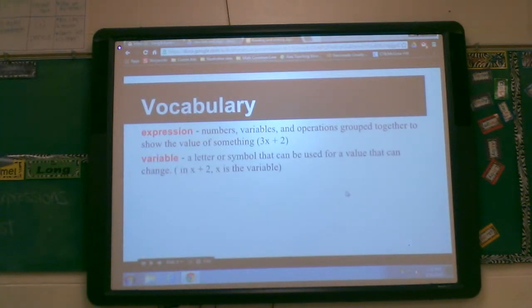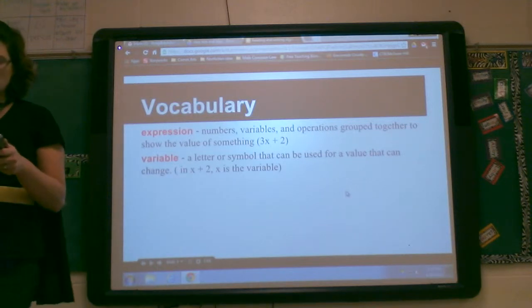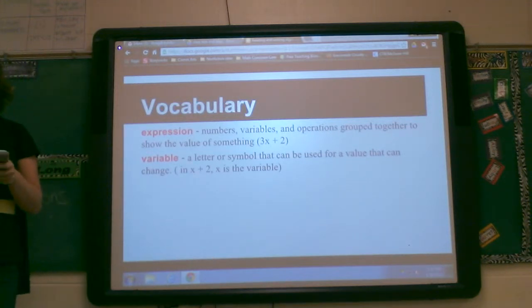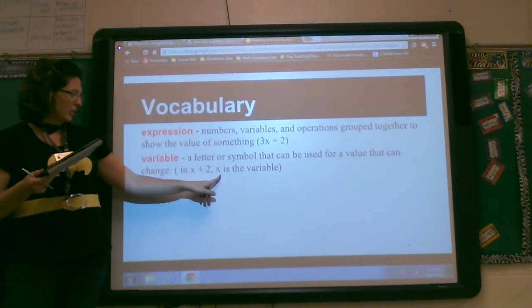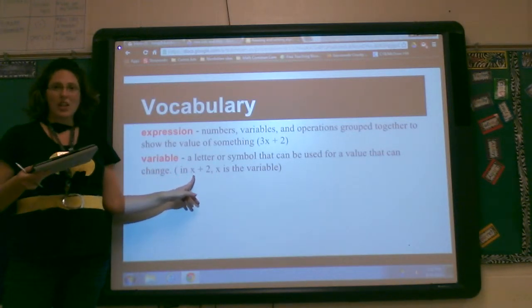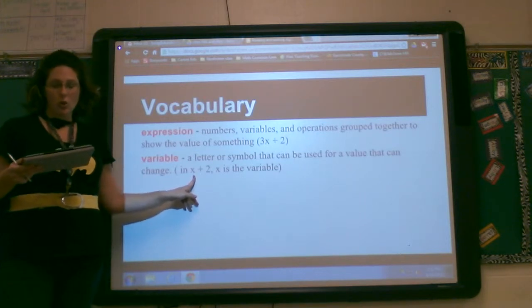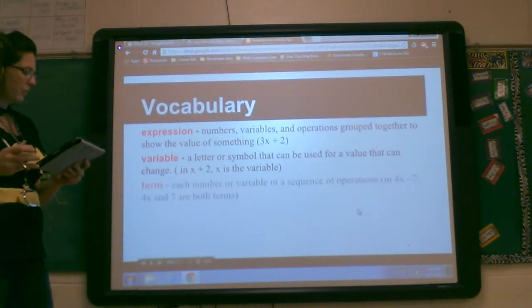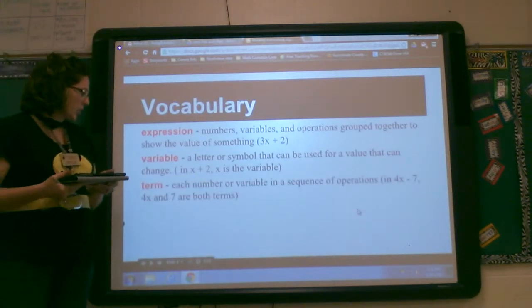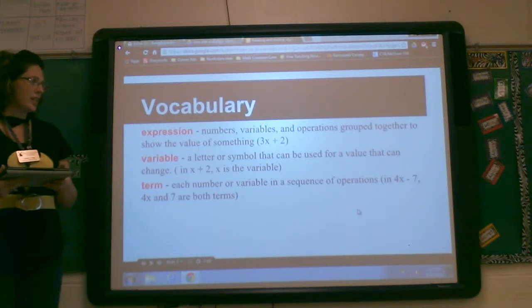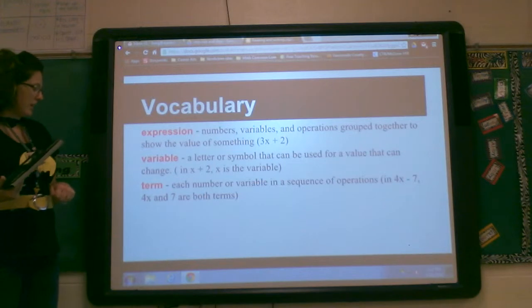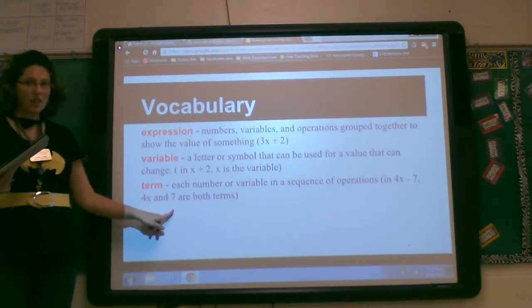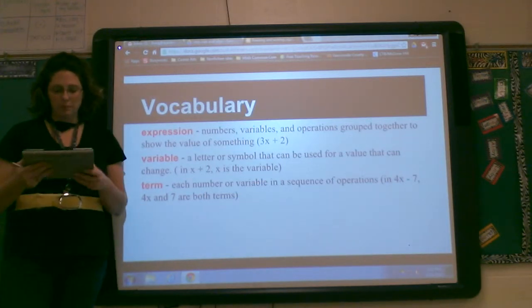The second one is a variable, a letter or symbol that can be used for a value that can change. So in x plus 2, x would be your variable because this is the number that can change from equation to equation. Your next one is term, each number or variable in a sequence of operations. So if we were given 4x minus 7, 4x and 7 would both be terms.